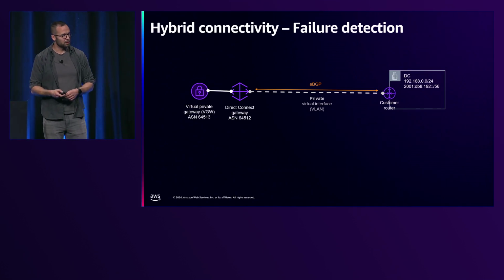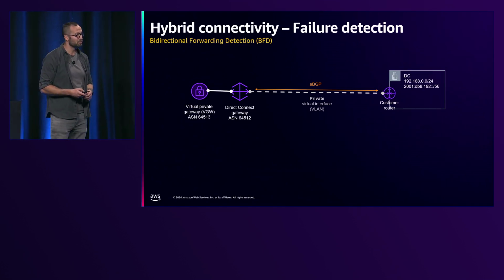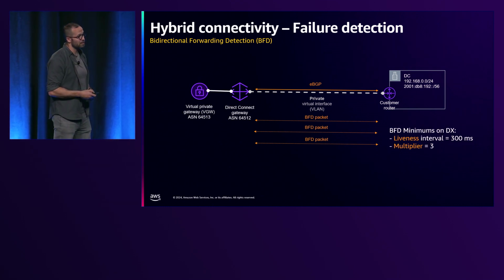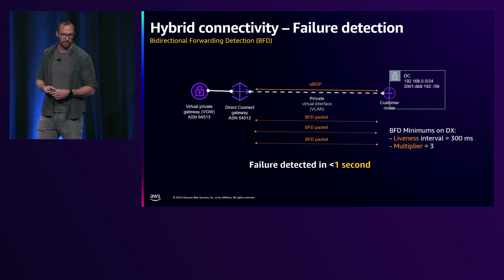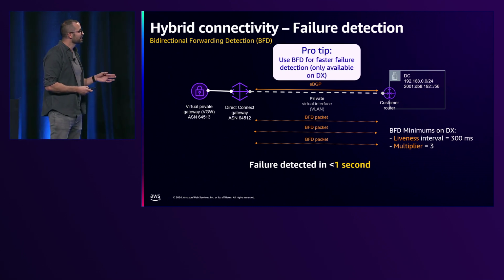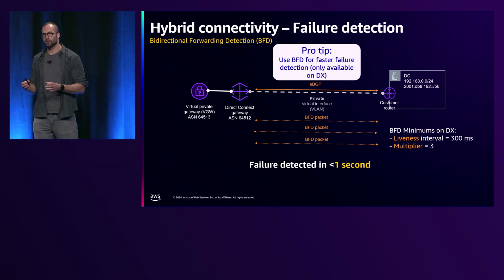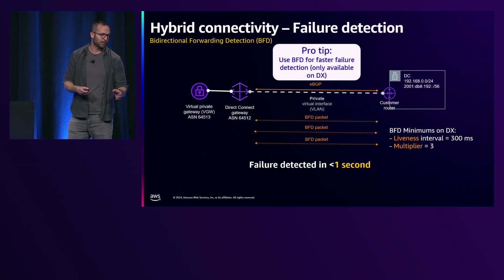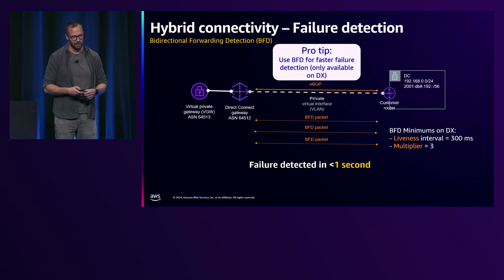To improve that, you can enable bidirectional forwarding detection, BFD. So that will send BFD packets within 300 milliseconds, allowing you to detect that there was a failure on the link within 1 second. Now, the pro tip here is this only works on Direct Connect, and only if you're failing over to a Direct Connect connection. So if you're using BFD, you need to do it on Direct Connect, and you need to have another Direct Connect to fail over to.